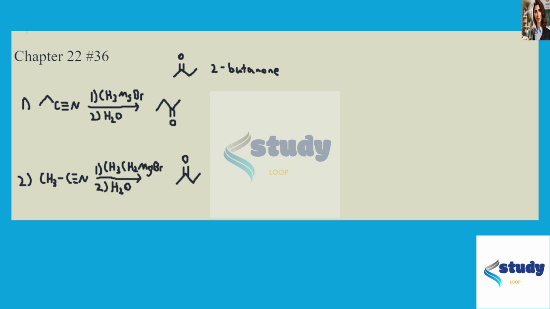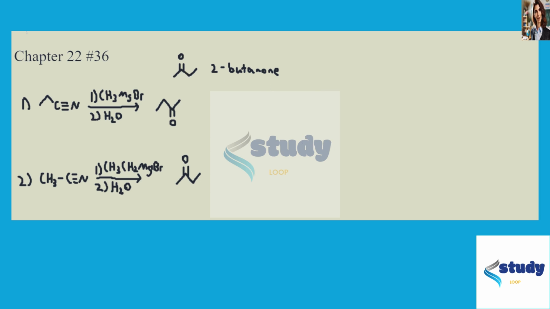And so remember, adding a Grignard reagent to a nitrile is going to result in a ketone, and the addition of the carbon portion of the Grignard to the other side of the ketone. And so this is good because the molecule that we want has a ketone in it.